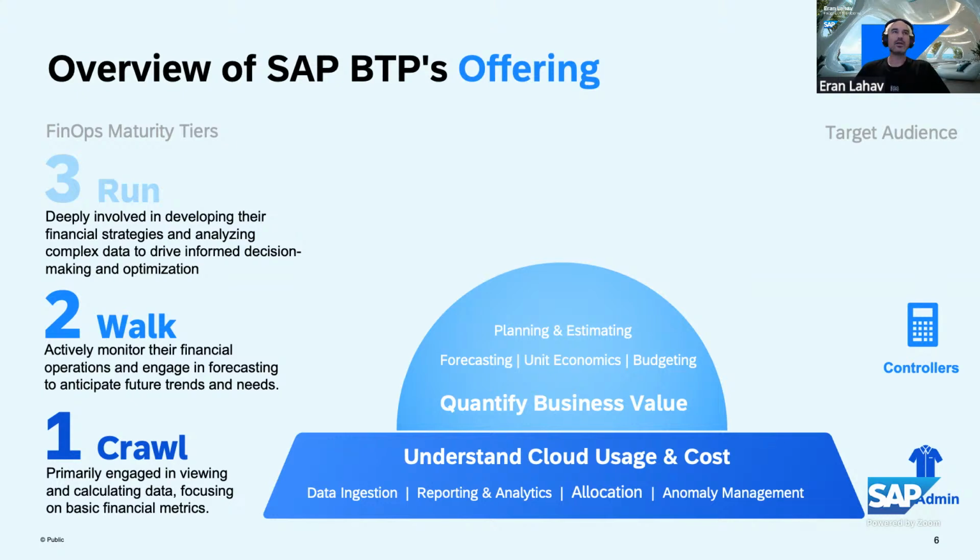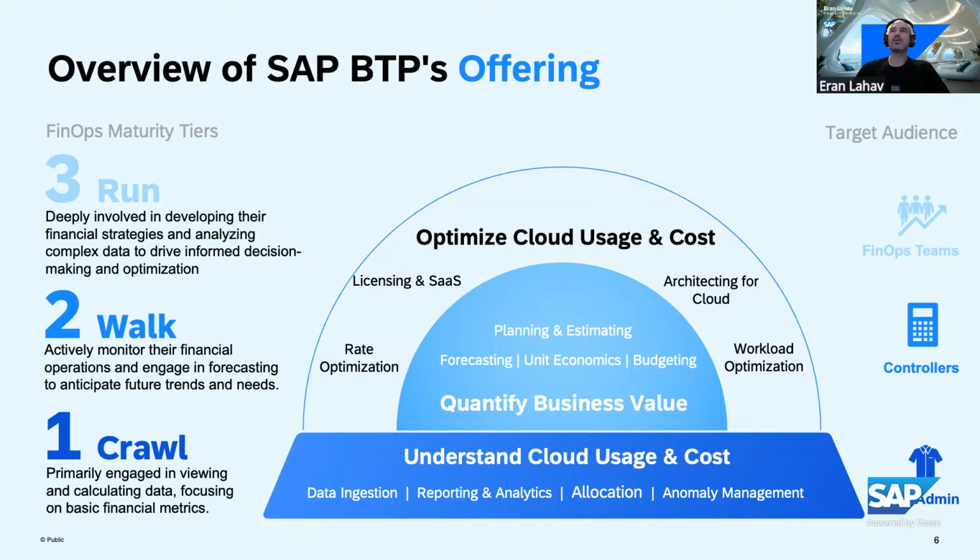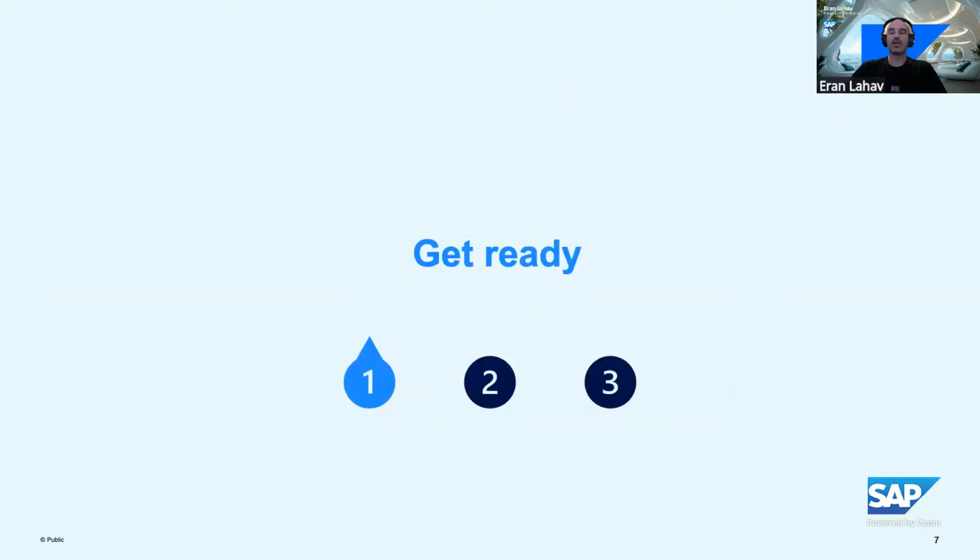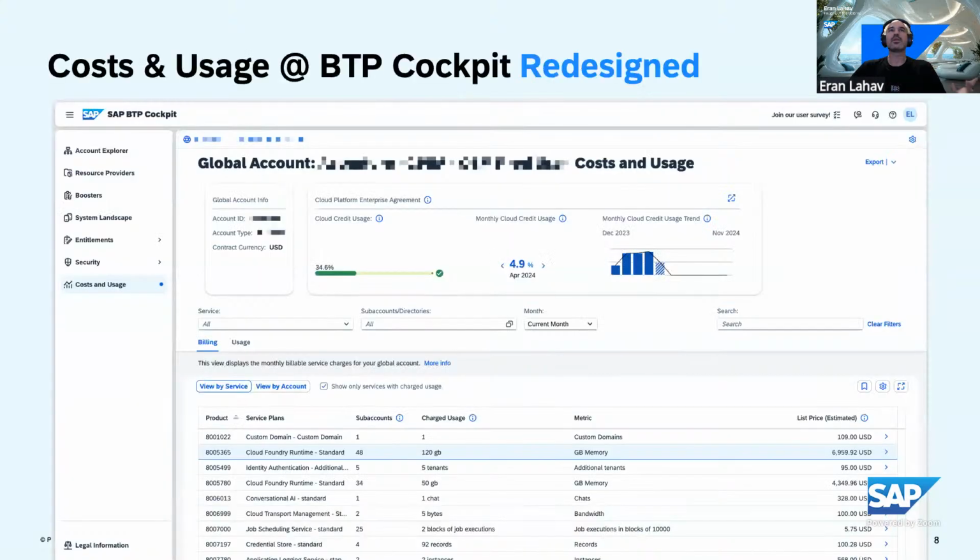Then the third layer, we call it run. The run layer targets specific personas within our organization who want to make informed decisions about how to spend the cloud budget: what services to use, licensing and optimization, what needs to be right-sized, waste management, and so on. And we at SAP believe we can deliver tools and solutions for all types of people who are engaging with BTP.